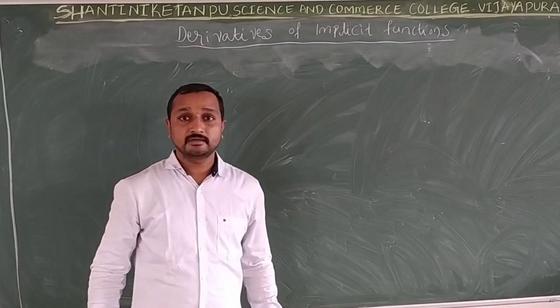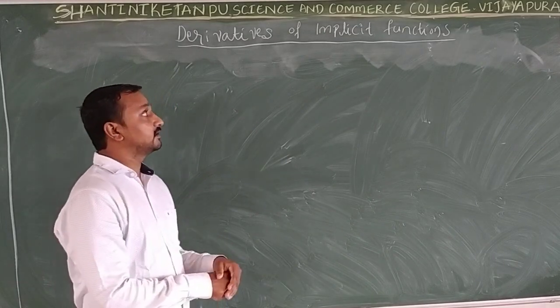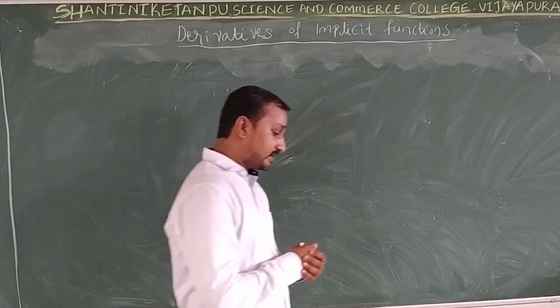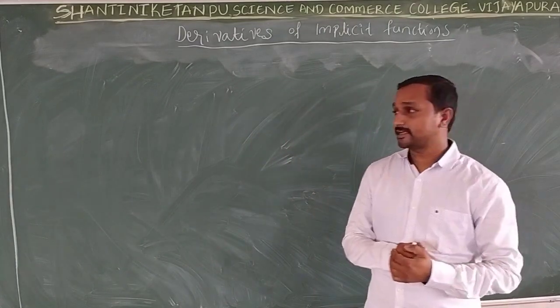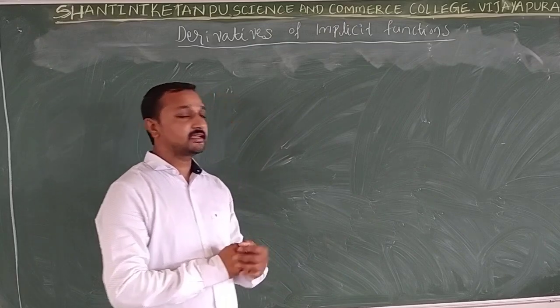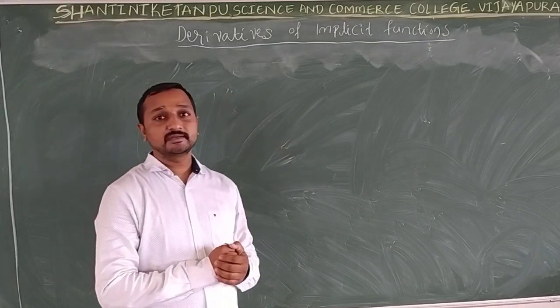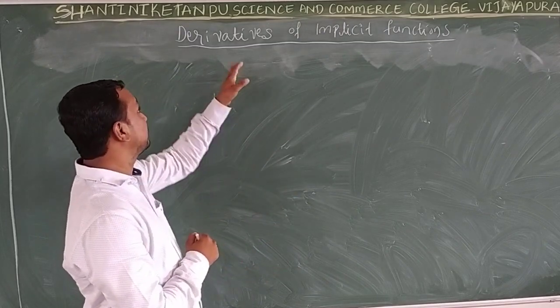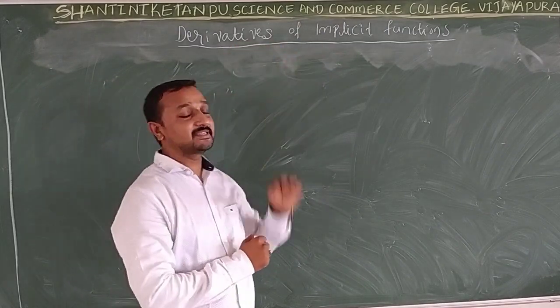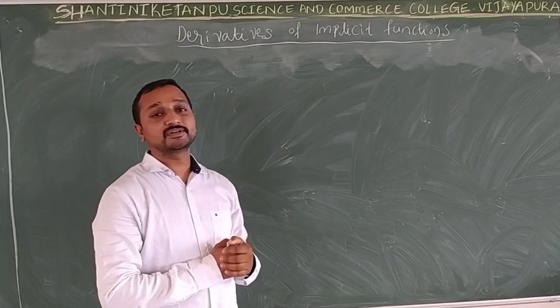Students, this is mathematics class. We have already discussed some part of continuity and differentiability. In differentiability, the derivative of composition function is over. So this is the second concept of derivative, that is derivative of implicit function. First, let me explain what an implicit function is.